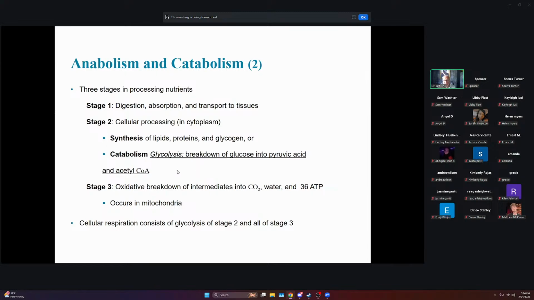So then our body is going to shift gears, and now we're going to go on to stage 3. Within the cell, we're moving from the cytoplasm into the mitochondria. And remember, the mitochondria was that organelle, the mighty mitochondria, where ATP is produced. It's that ATP factory of the cell.